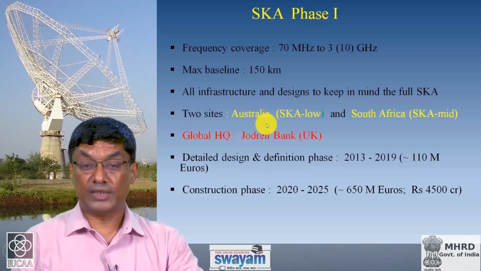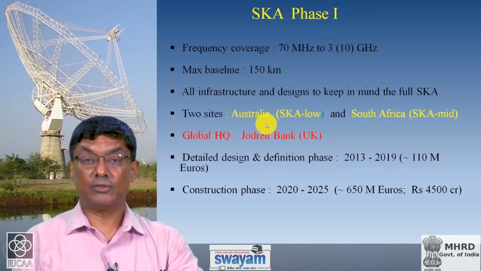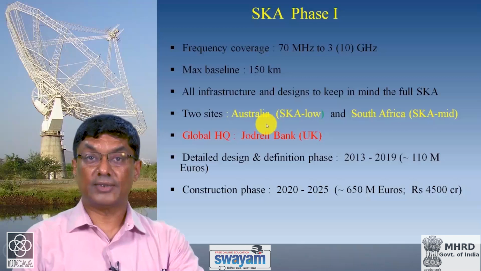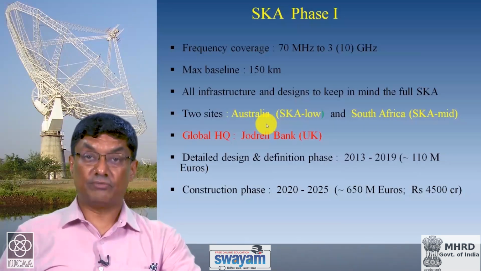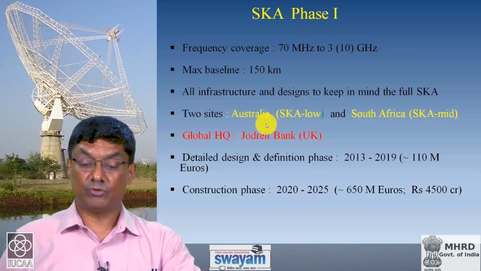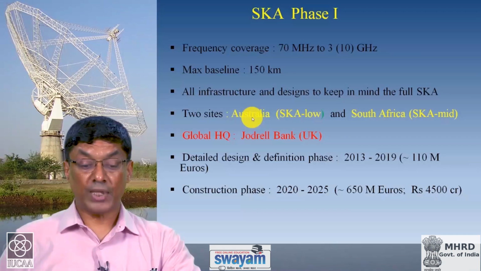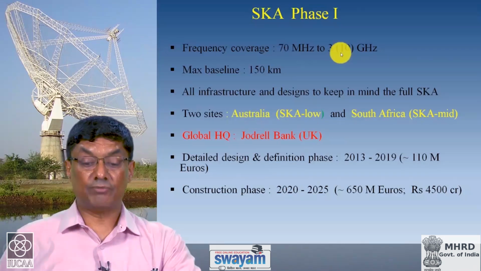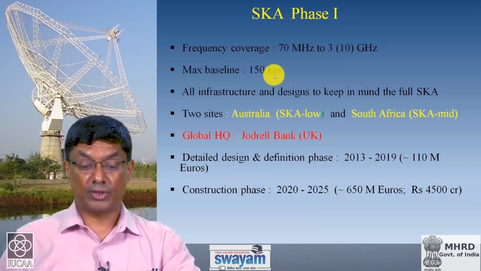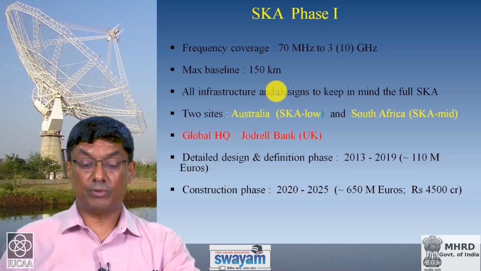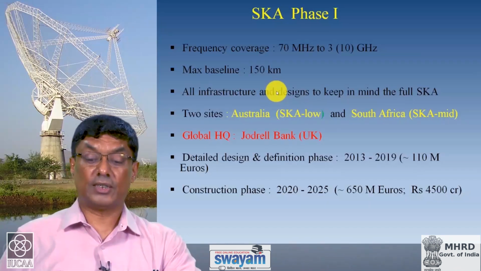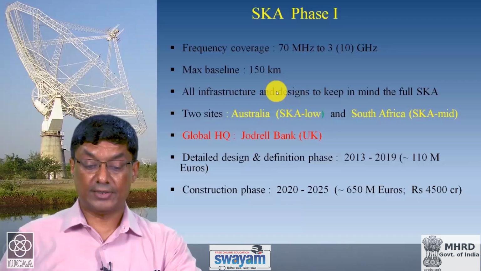And since SKA itself is very challenging, it is split into 2 phases. Phase 1 is just 10% of the final specification of the SKA, which is still a fairly sophisticated instrument, and can be used for many cutting edge science applications. And it is to be built with a slightly limited frequency range and a smaller extent in area as compared to the final array, but built to keep all the infrastructure and design ideas so that it can be expanded to the full SKA later on.